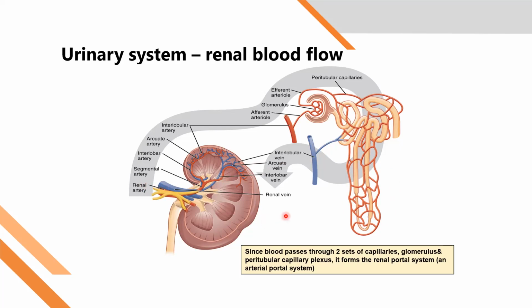Some books mention there is no segmental vein, but some books mention there is a segmental vein. So, well, if you say there is a segmental vein, this is true. When you say there is no segmental vein, it's also true, right?